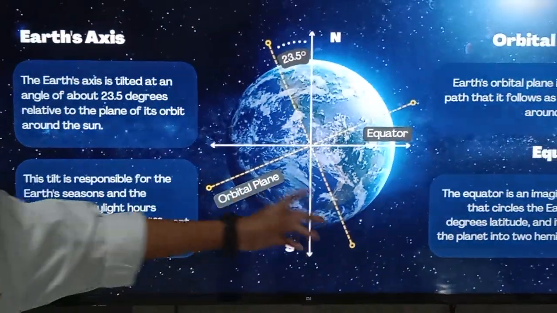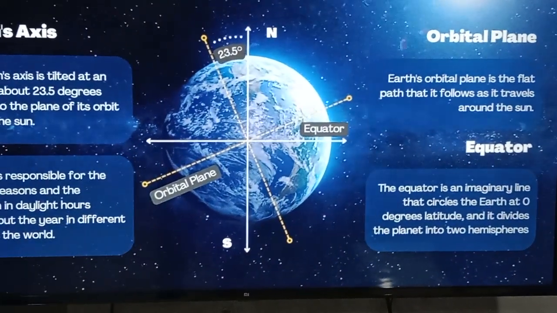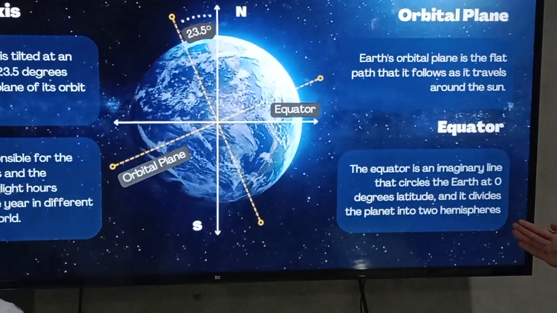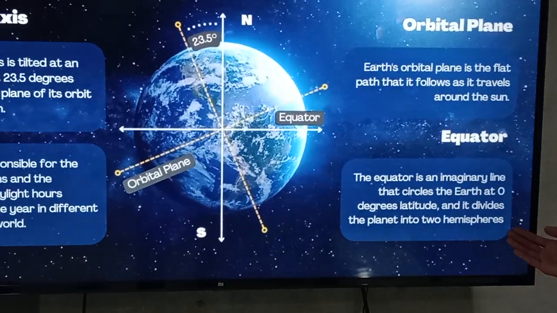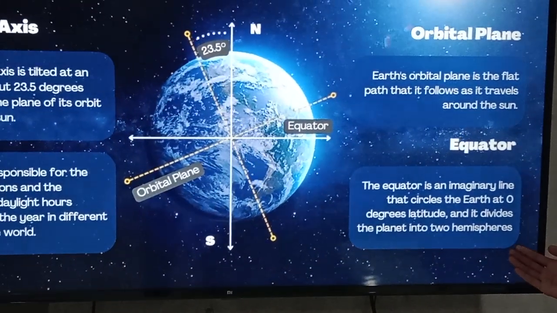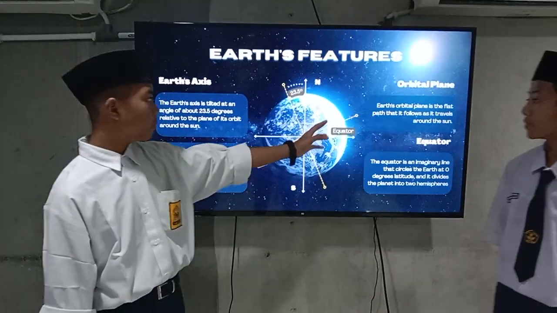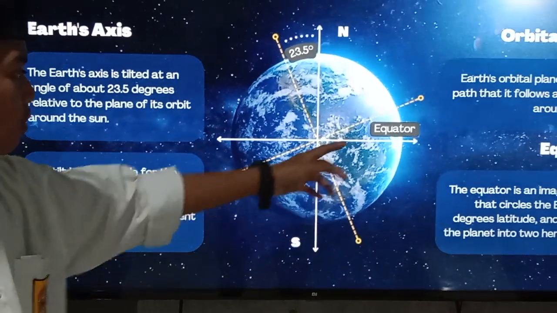Orbital plane. Earth's orbital plane is the flat path that it follows as it travels around the Sun. And the equator. The equator is an imaginary line that circles the Earth at 0 degrees latitude, and it divides the planet into two hemispheres. As you can see, this is the orbital plane. This is the equator.